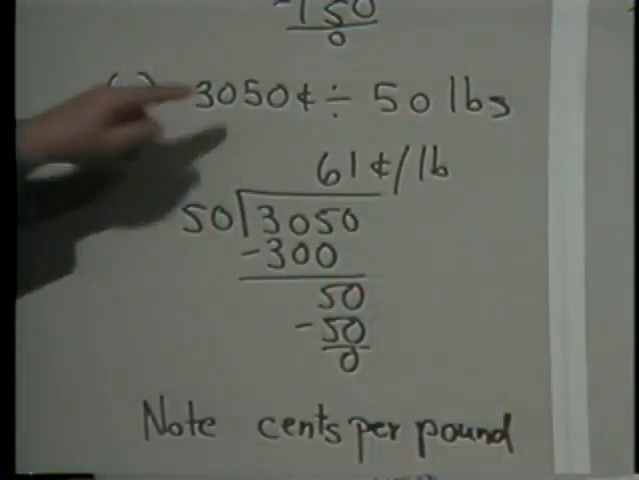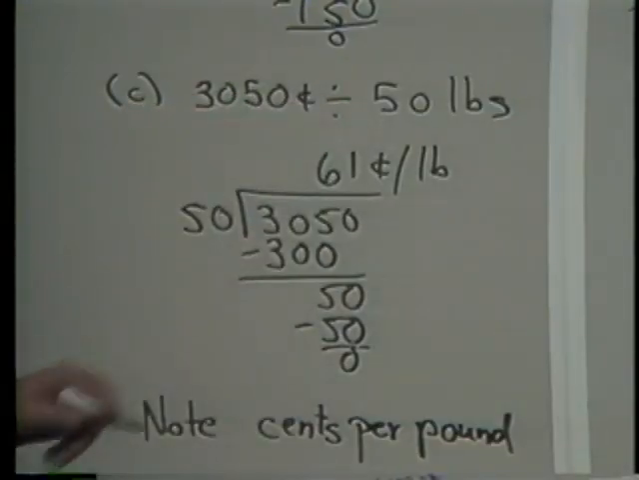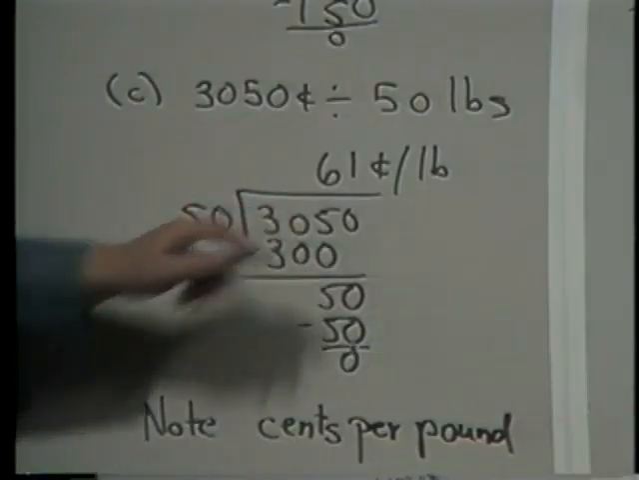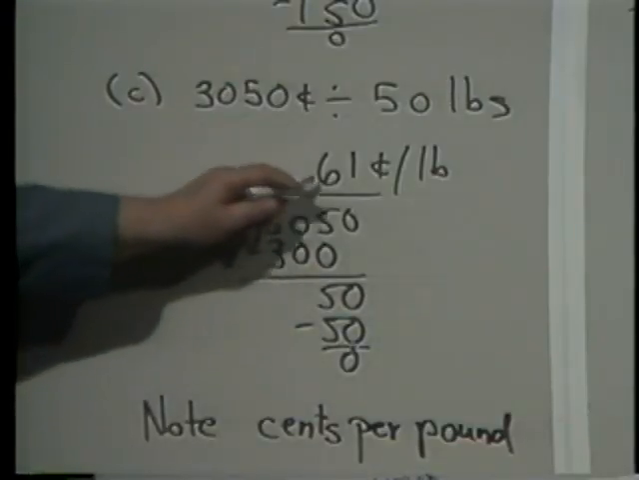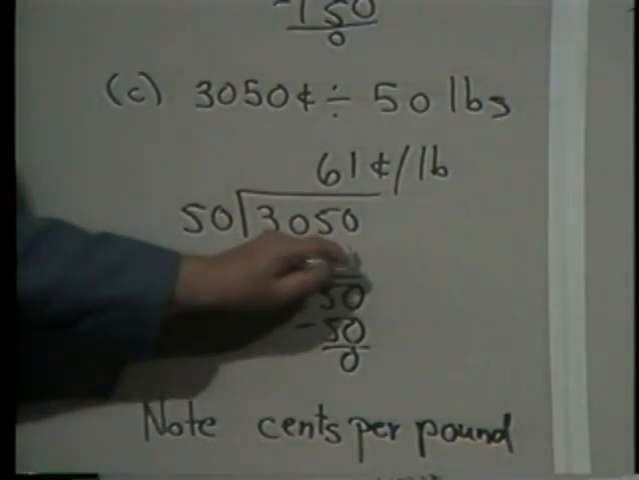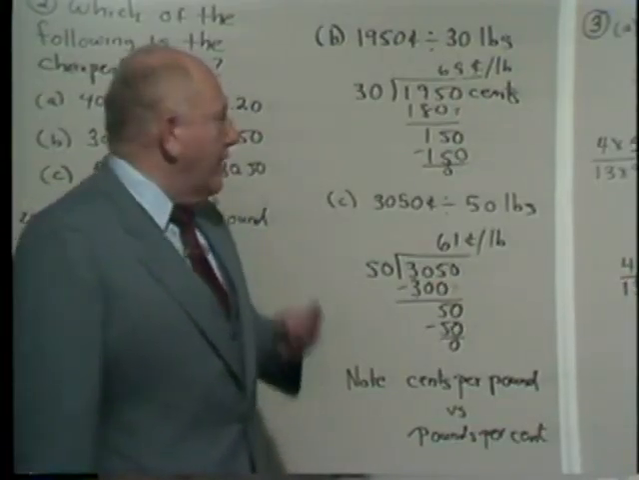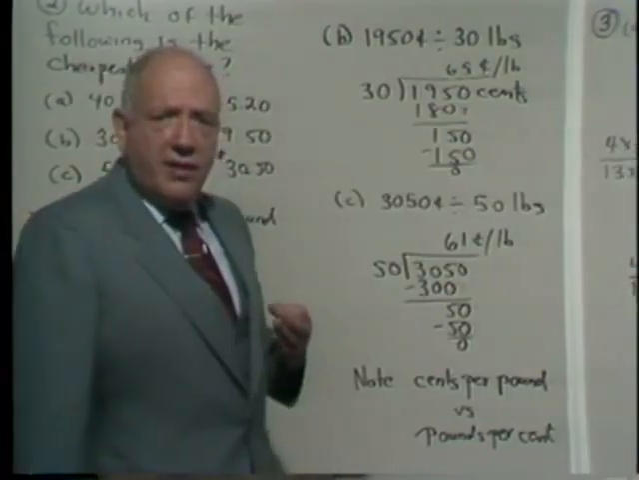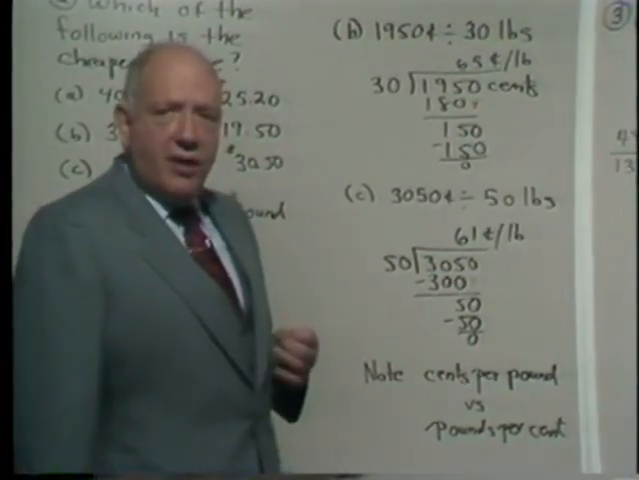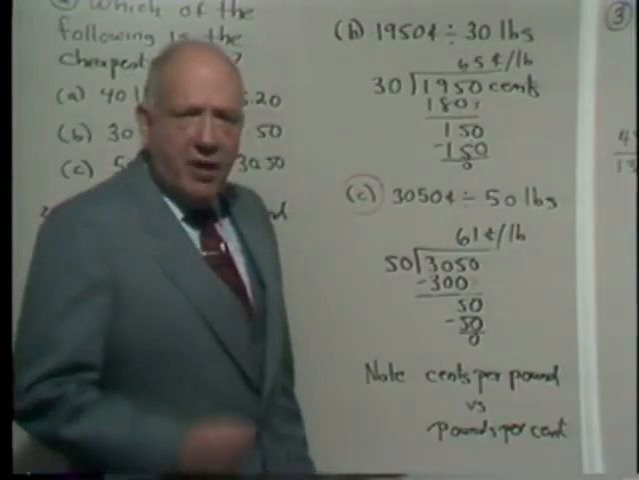In Part C, you're paying $30.50, which is 3,050 cents, but you're getting 50 pounds. 50 goes into 3,050. Let's see. 50 goes into 305 6 times. 6 times 50 is 300. We subtract, bring down the 0. 50 goes into 50 once. So the third price is 61 cents per pound. So of these 3 prices, A was what? 63 cents a pound. B was 65 cents a pound. C was 61 cents a pound. So the best price is C. The best price is C.